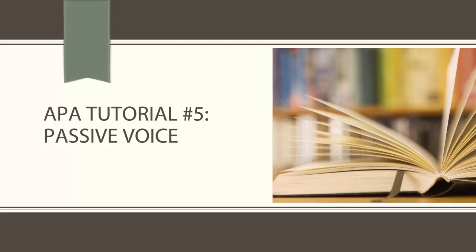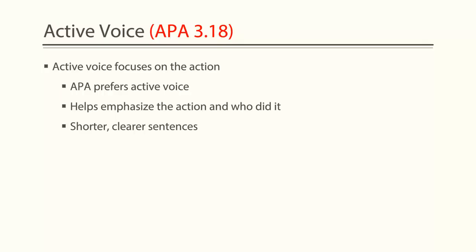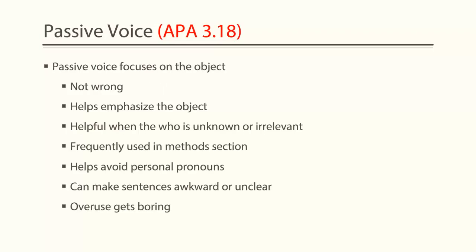This is APA tutorial number 5, which addresses passive voice and active voice. Sentences that use active voice focus on the action, and this is APA's preference. Using the active voice emphasizes the action and who did it, and usually results in shorter and clearer sentences. Passive voice instead focuses on the object.